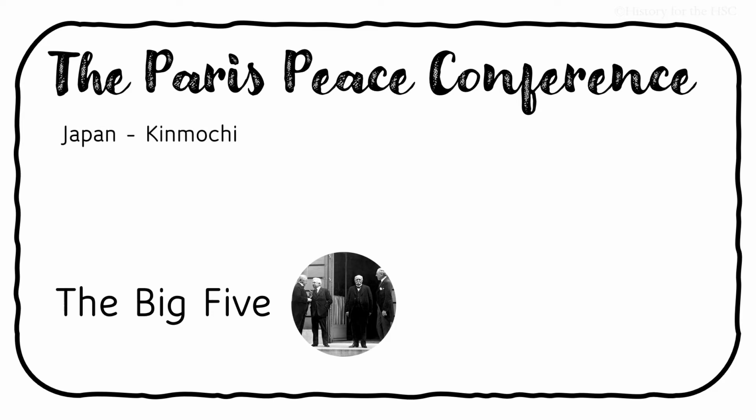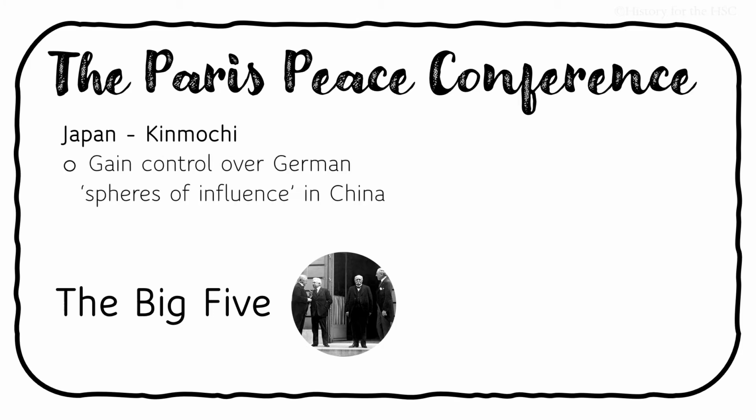Japan had two aims at the Paris Peace Conference, the first of which was to gain control of German spheres of influence in China. These were areas of China that were under tacit German control following the Opium Wars and the Boxer Rebellion within China. Japan presumed for their involvement in the war, they would get all of German holdings and maybe some other bits and pieces within China.